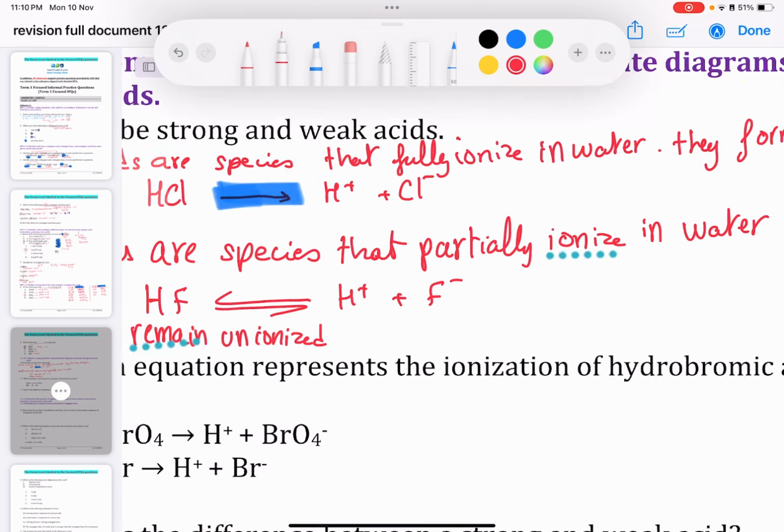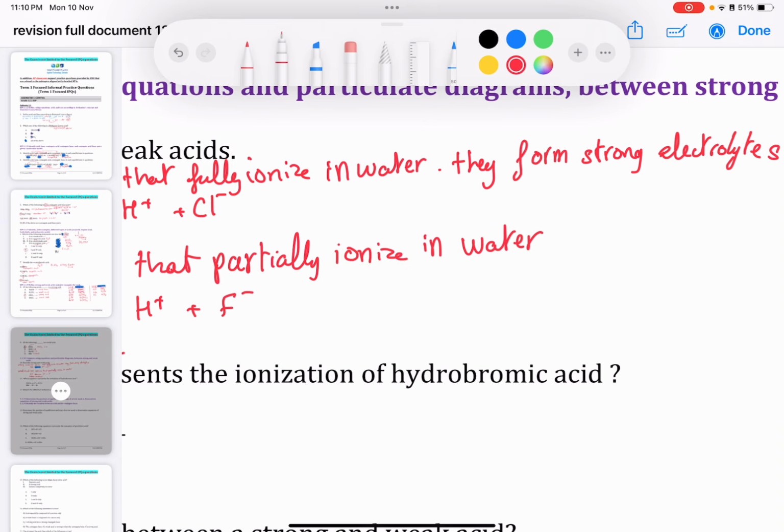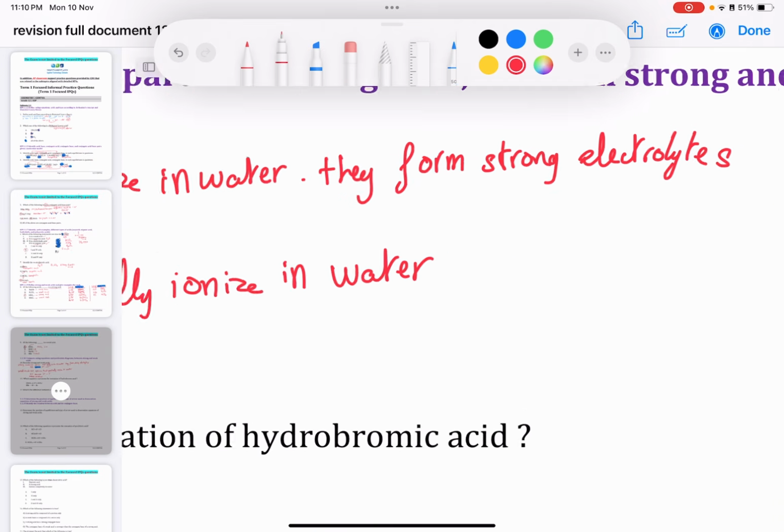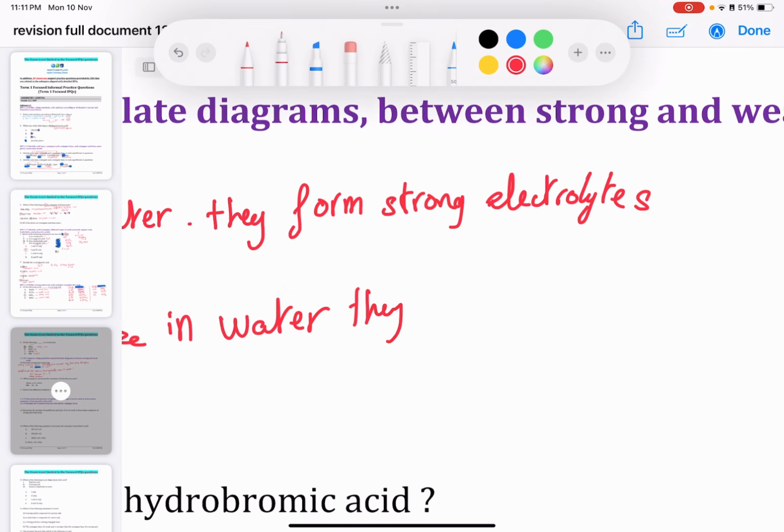And because weak acids partially ionize or dissociate into ions, they form weak electrolytes, meaning that they are weak conductors of electricity.